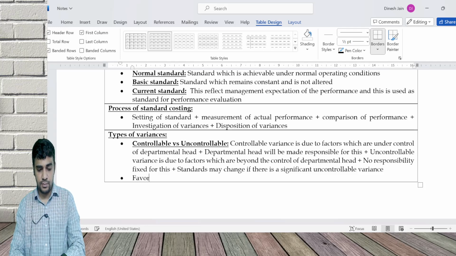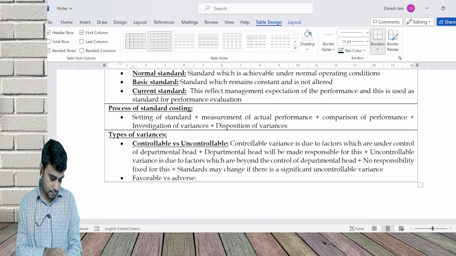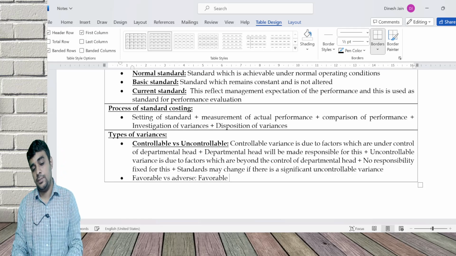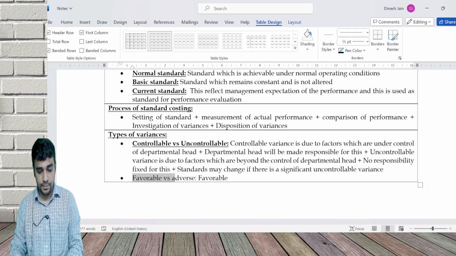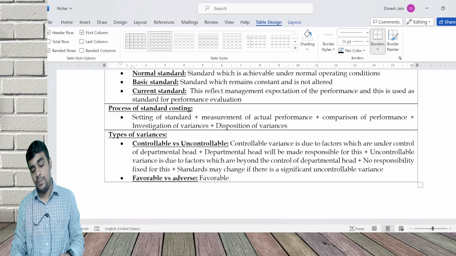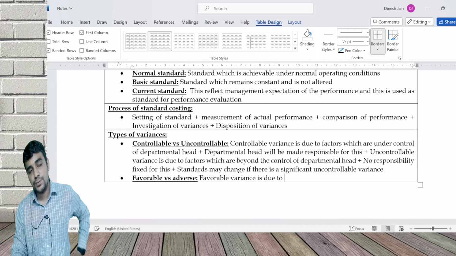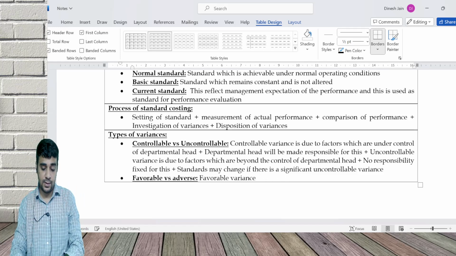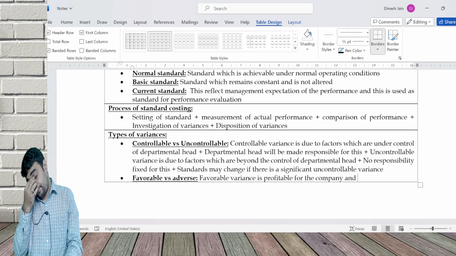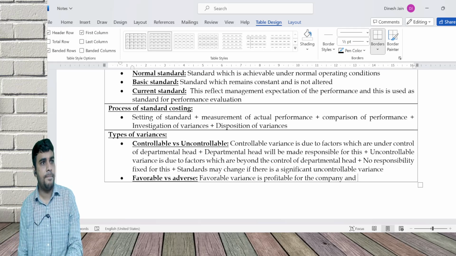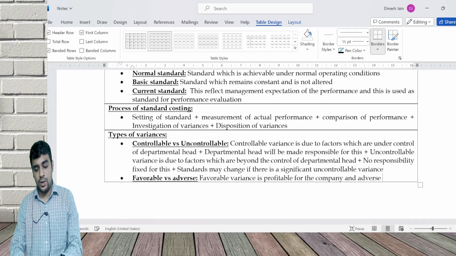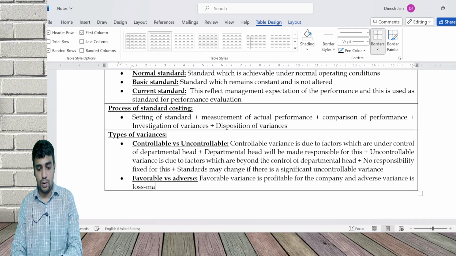Clear? Next, favorable versus adverse. A favorable variance is profitable for the company, and adverse variances are loss making for the company.